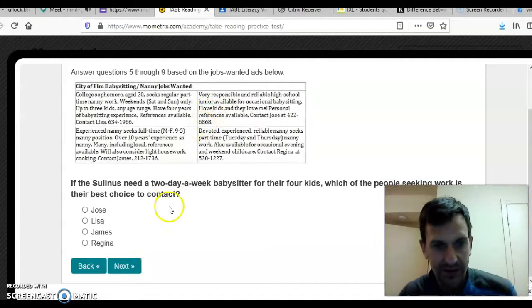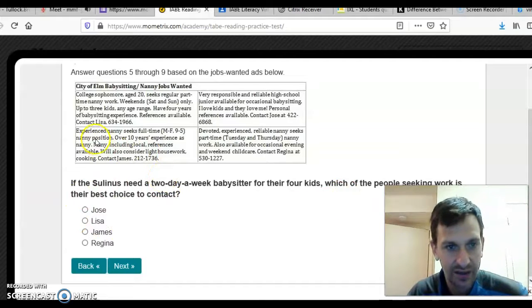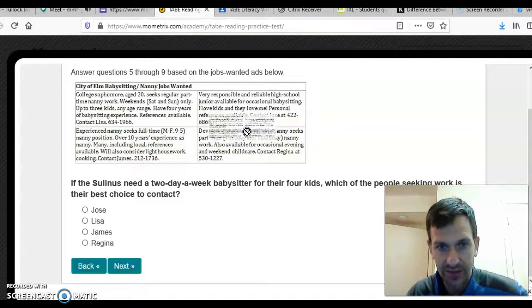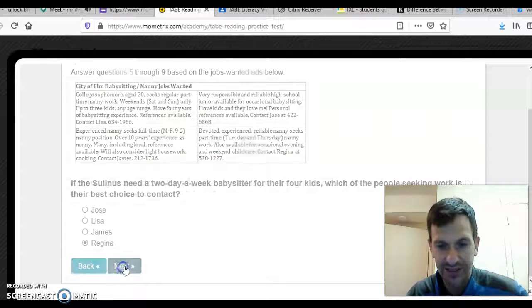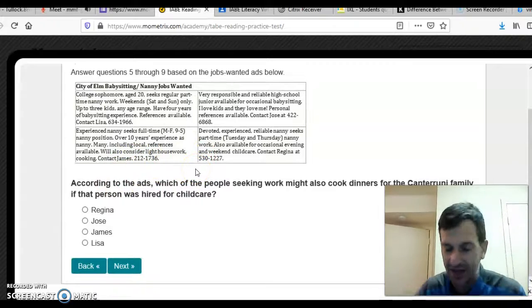A 2-day-a-week babysitter for 4 kids. Who are they most likely? A 2-day-a-week babysitter. Part-time nanny. So, part-time, 2 days, Tuesday and Thursday. Regina, 3 for 3. She's just killing this work. All right, see how we're just scanning this? We're not reading the whole thing.